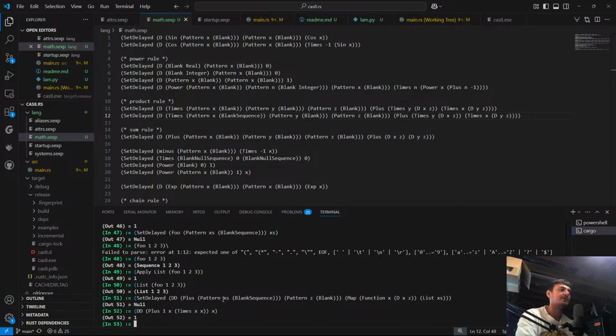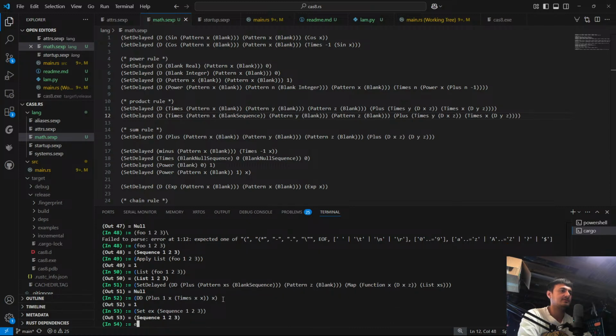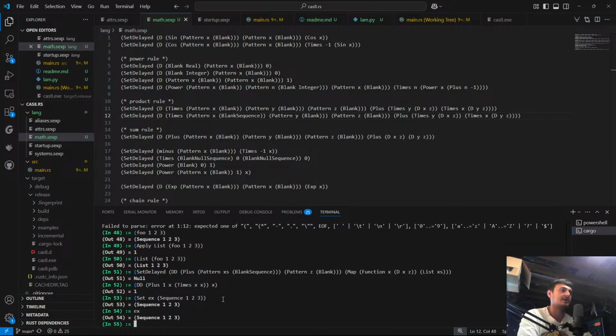Okay, wait, hold on. Let's just say we have, all right, an X set, X, sequence. I don't know if this is going to work. Okay, so on a set, it must be a sequence hold or something.